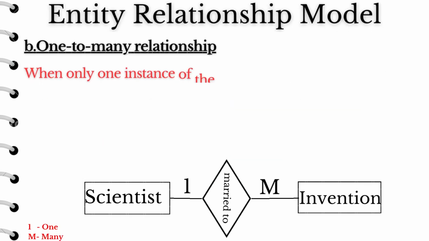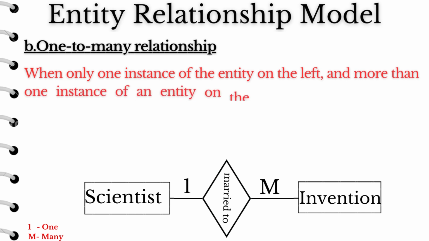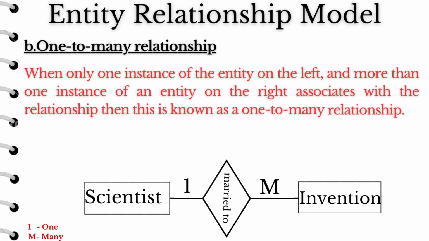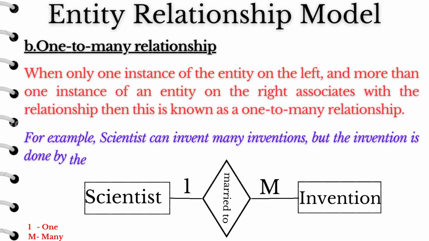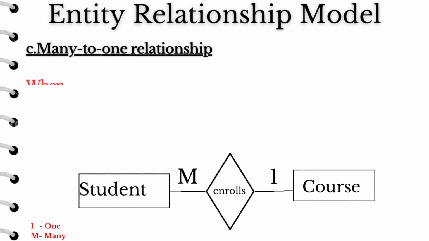One-to-many relationship. When only one instance of the entity on the left, and more than one instance of an entity on the right, associates with the relationship, then this is known as a one-to-many relationship. For example, a scientist can make many inventions, but an invention is made by only one specific scientist.